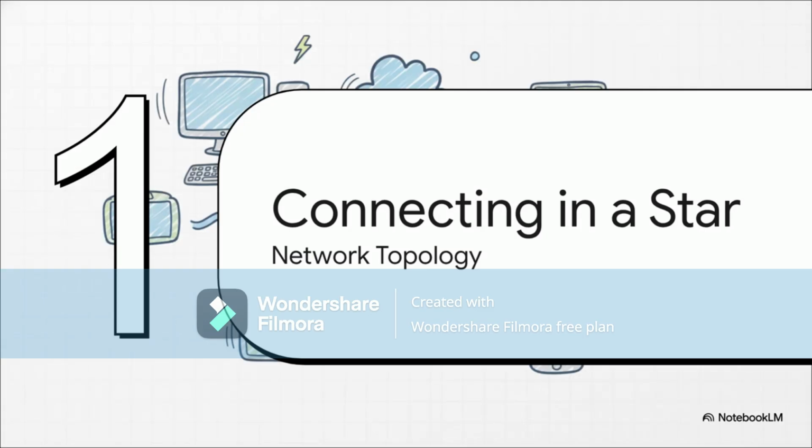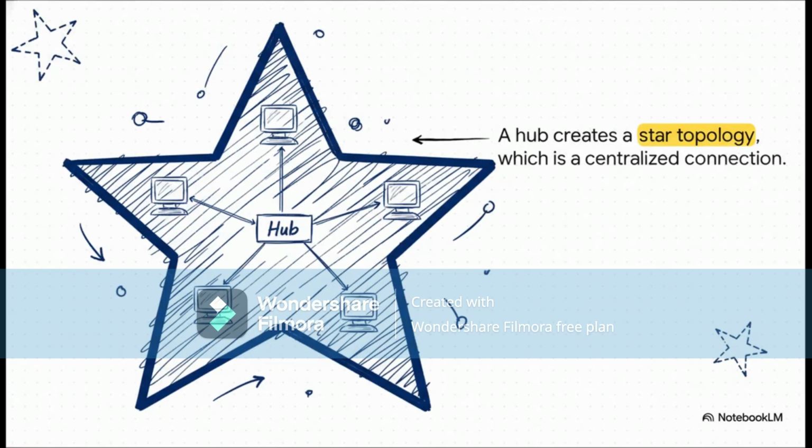Now that we know what a hub is, let's talk about how it organizes the computers it's connected to. In the world of networking, we call this the topology, which is just a fancy word for the layout. So what does a network built with a hub actually look like? This image shows it perfectly. A hub creates something called a star topology. Just picture the hub as the bright center of a star, and each computer is like one of the points. Every single connection radiates out from that central hub. It's a really neat and organized way to set things up.